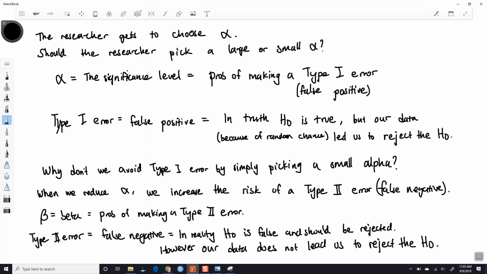So if we do an experiment and come to the conclusion that we should not reject the null, we're not ready to reject the null, and that turns out to be wrong, that's a type 2 error.